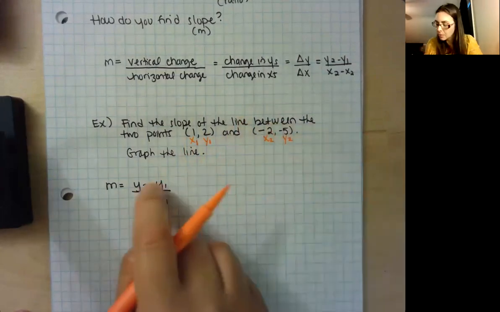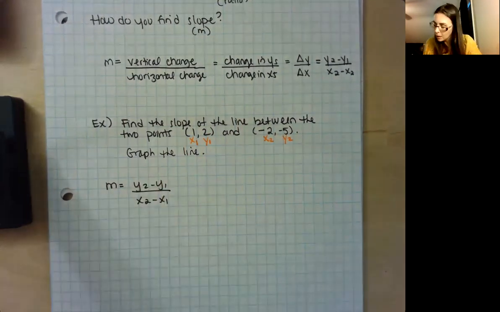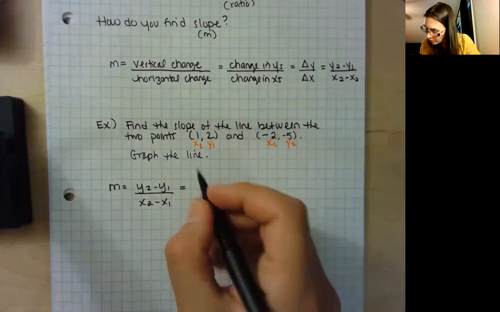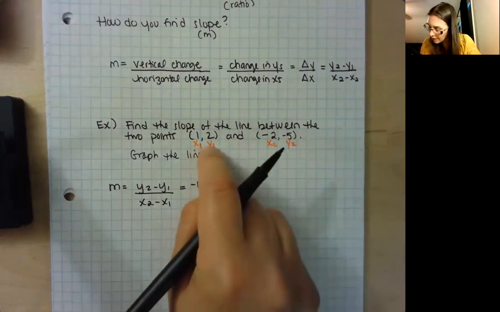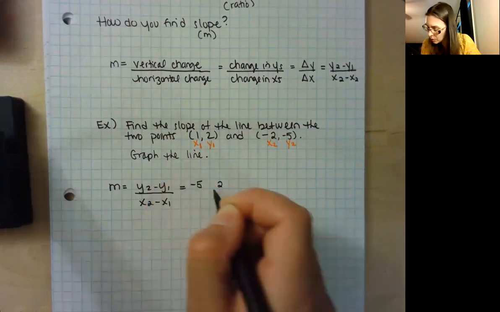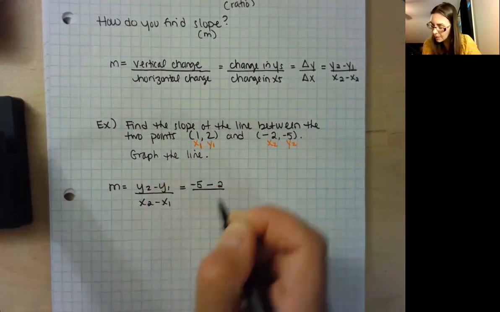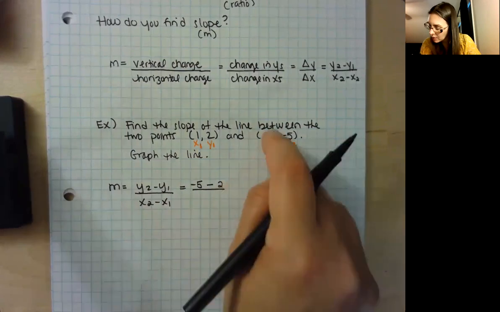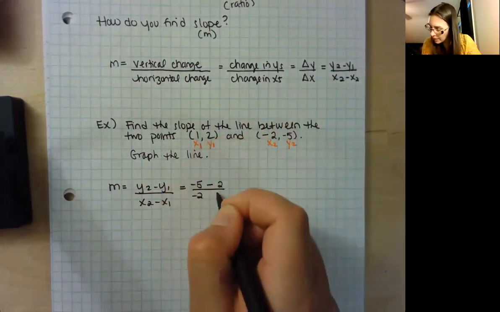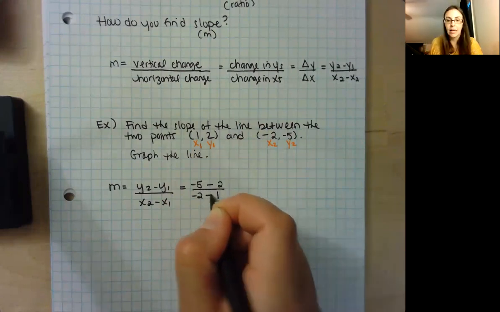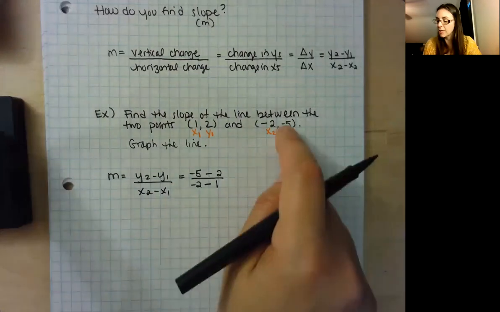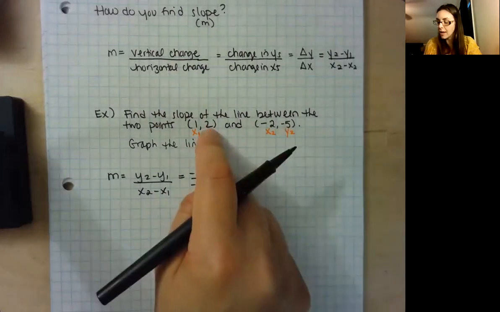And then what I'm going to do is substitute my values into the formula. So here, my y2 value is -5, and my y1 value is 2. And be careful, there is a subtraction sign in between. And I do the same thing for the x's. My x2 value is -2. My x1 value is 1, and be careful, there's always a subtraction sign in between.